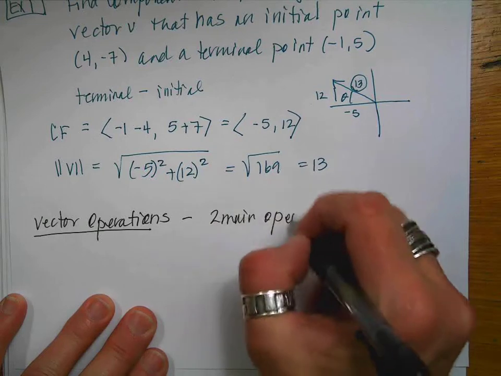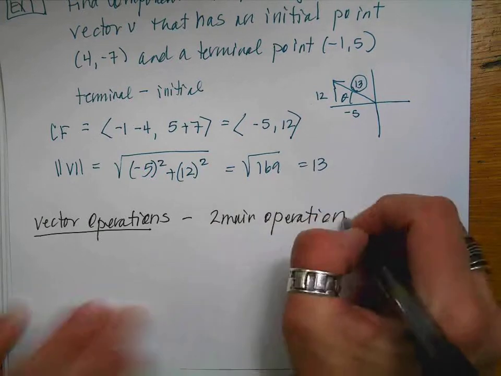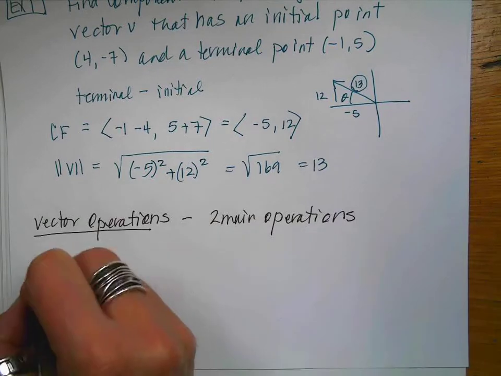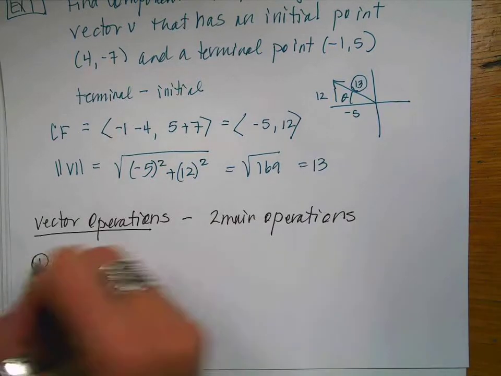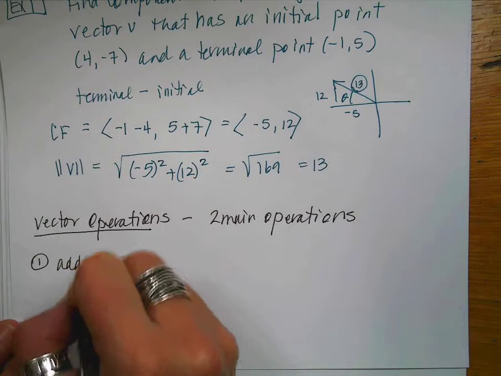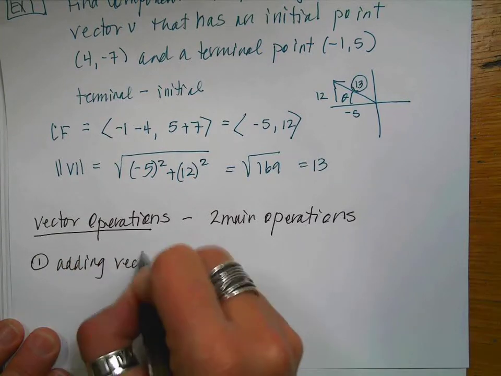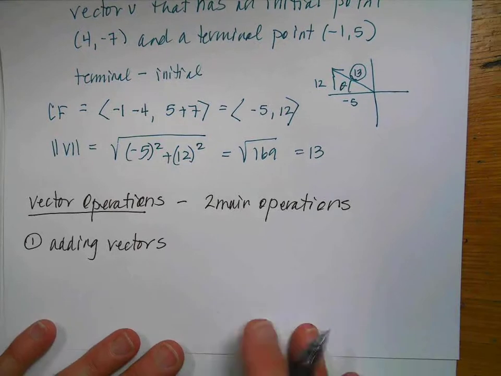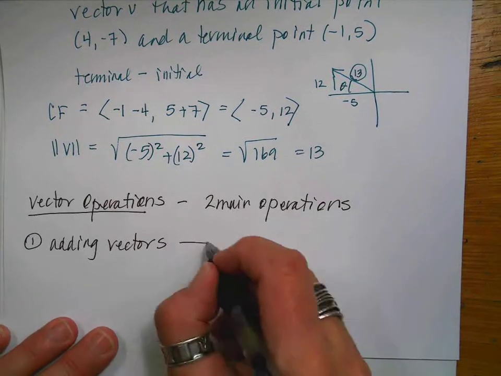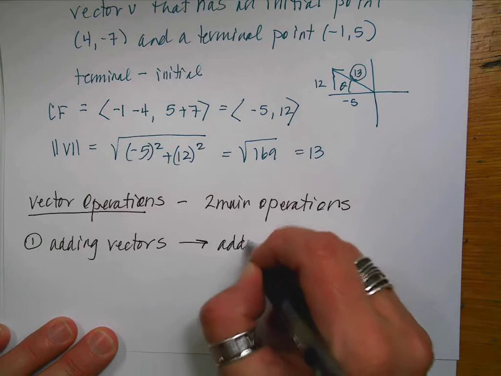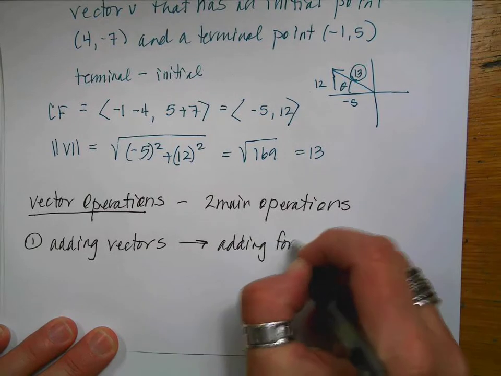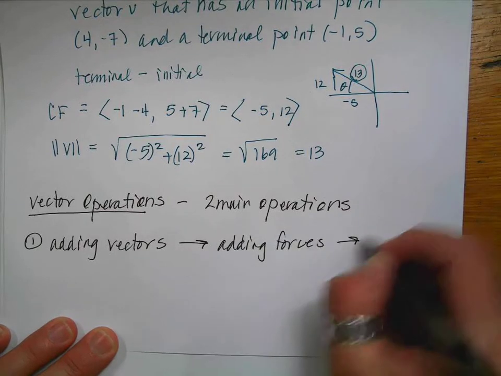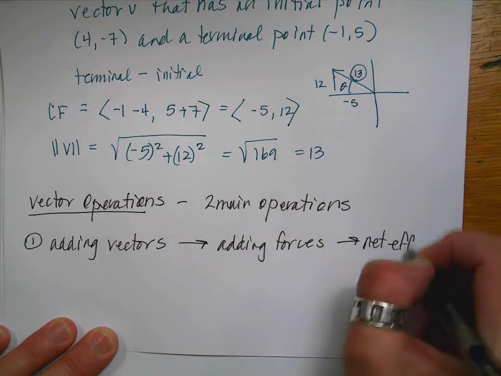There are two main operations. The first one that we're going to talk about, and it's the one that we're going to see a lot, is adding vectors. And I think it's really cool. I can do it mathematically, and I can also do it graphically. So another way to think about it is I'm going to be adding forces to determine what is the net effect.